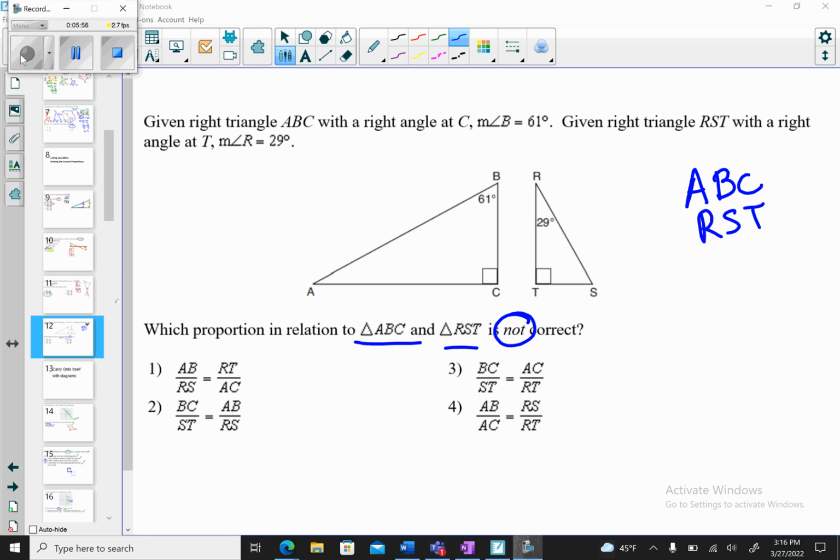If we notice, remember angles in a triangle add up to 180. So if I add 90 plus 29 and subtract it from 180, I'm going to get 61 here. Same goes for the other triangle, 61 plus 90. Subtract that from 180, I'm going to get 29. So as you can see, the angles are all congruent, which means we do have similar triangles. So that's why we can line up our letters and figure out which proportion is not true. Pause the video now and look for the one that's not true.